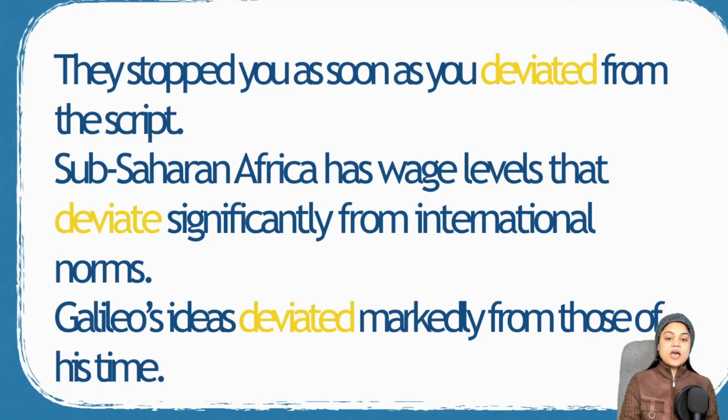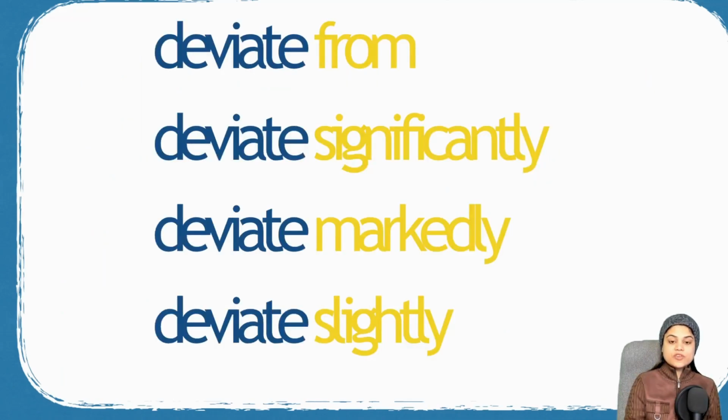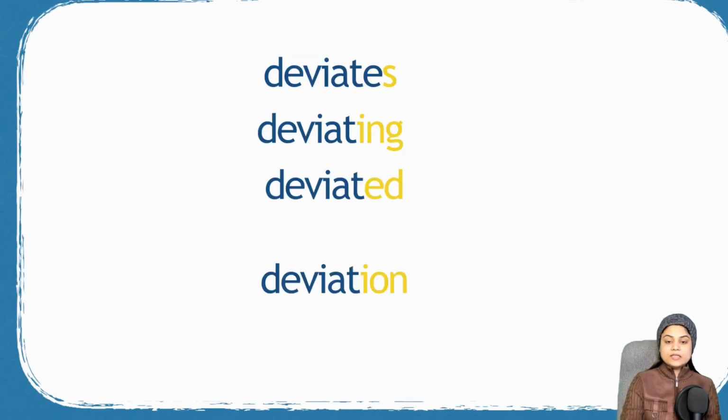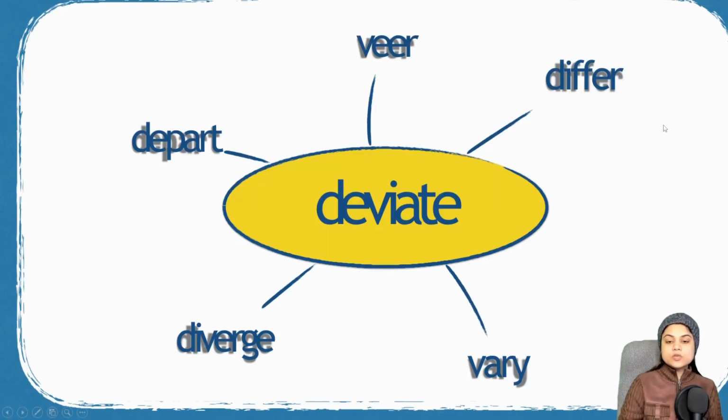Sub-Saharan Africa has wage levels that deviate significantly from international norms. Galileo's ideas deviated markedly from those of his time. Let's check some common collocations: deviate from, deviate significantly, deviate markedly, deviate slightly. And these verbs: deviates, deviating, deviated, and the process, deviation. Synonyms for the word deviate: veer, differ, vary, diverge, depart.